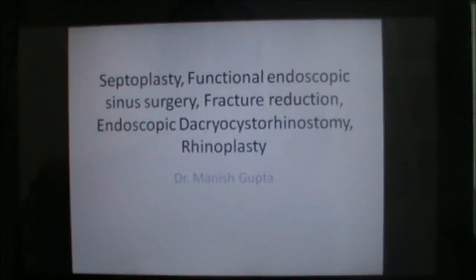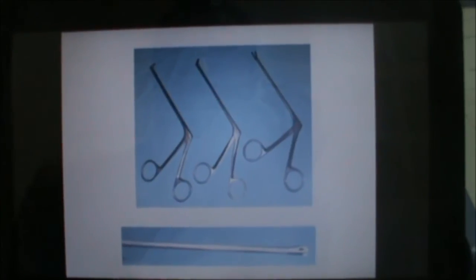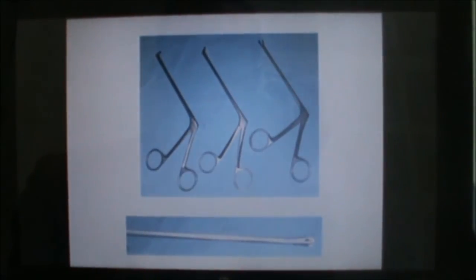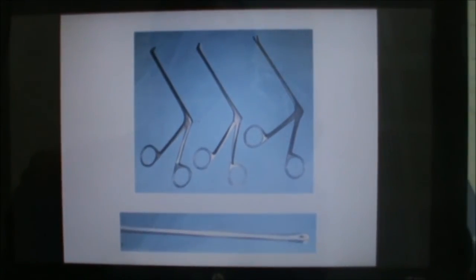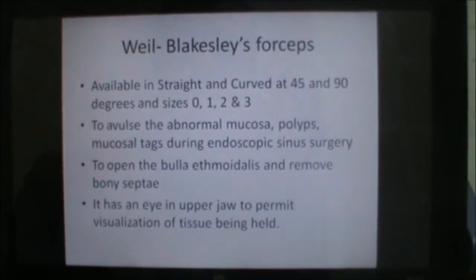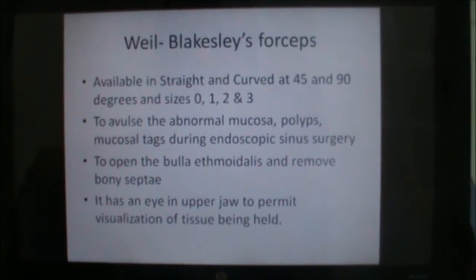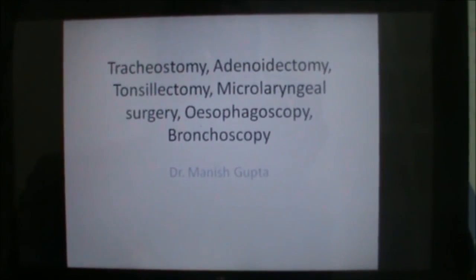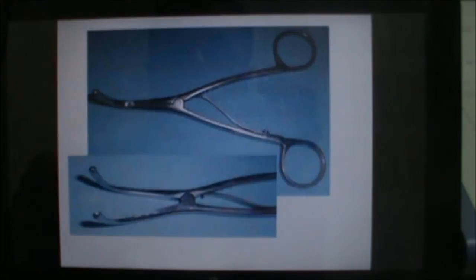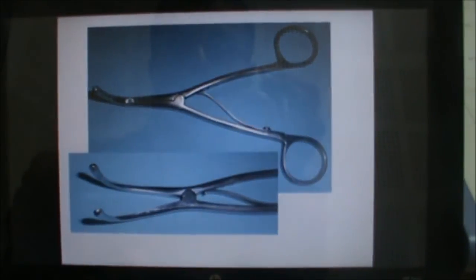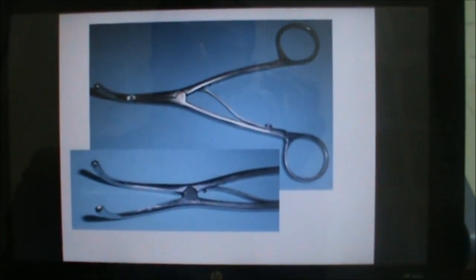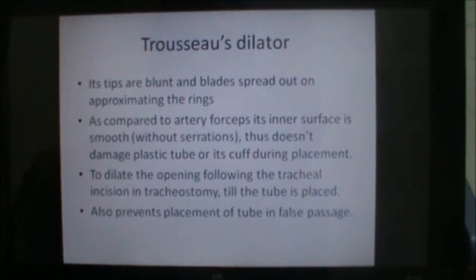Section of nasal instruments, like here it is showing a picture of Luc's forceps, all the angles, and zoomed in on the tip, and the various uses. Then the same for the surgical laryngeal instruments. And here we are showing a tracheal dilator, both open and closed posture, and the uses.